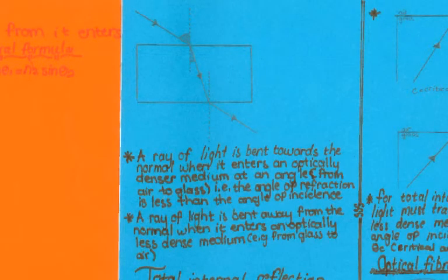A ray of light is bent towards the normal when it enters an optically denser medium at an angle, from air to glass. The angle of refraction is less than the angle of incidence. A ray of light is bent away from the normal when it enters an optically less dense medium, e.g., from glass to air.